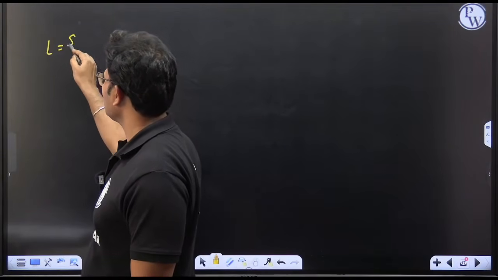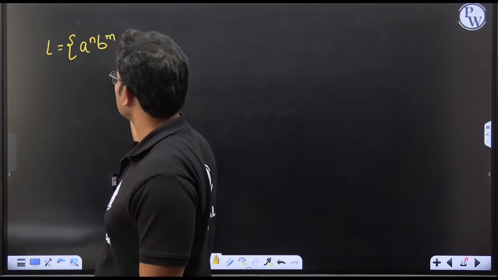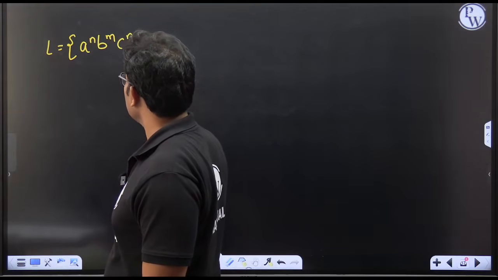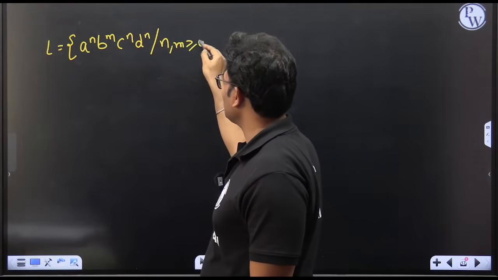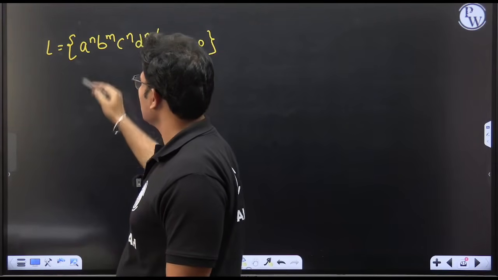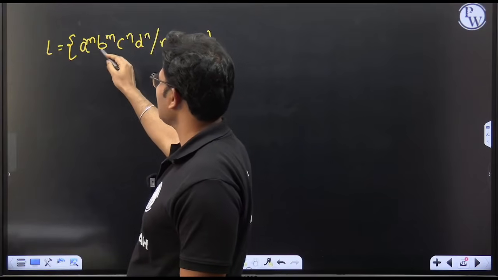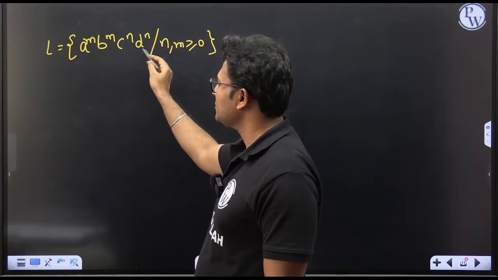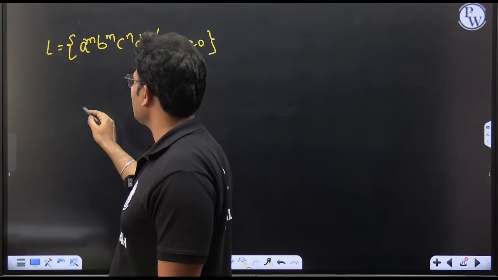L equal to a power n, b power m, c power n, d power n such that n, m greater than or equal to 0, right? First you generate a power n, b power n, and then generate c power n, d power n, and then put them together, right?